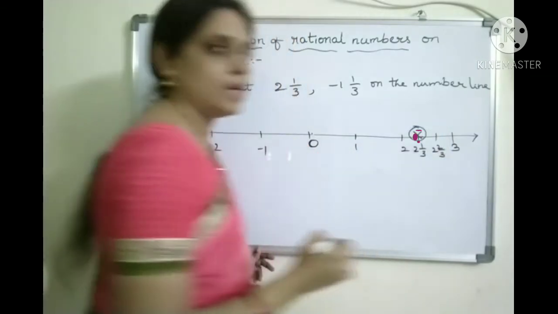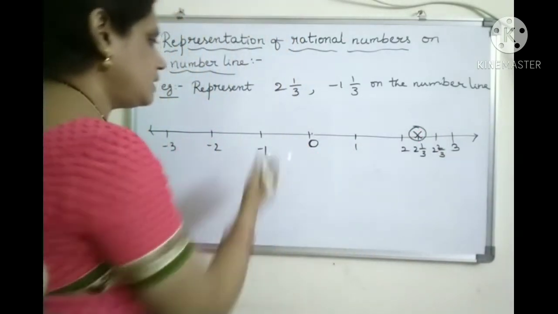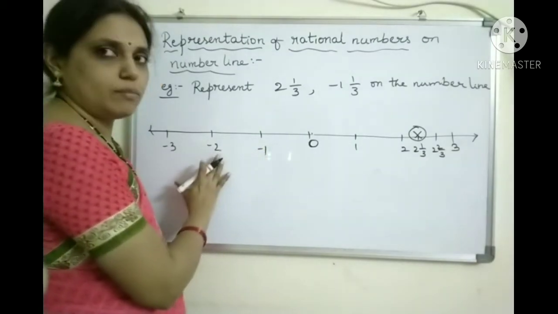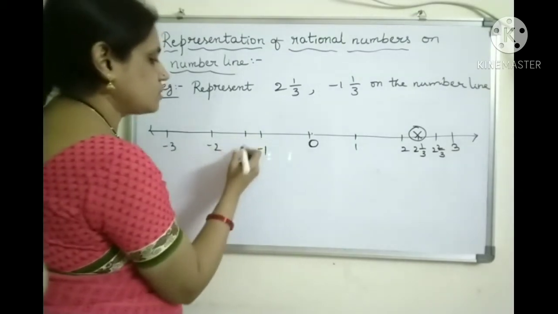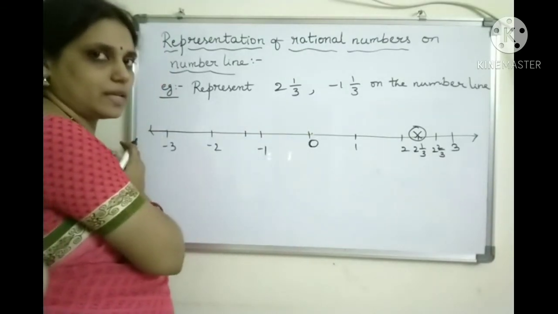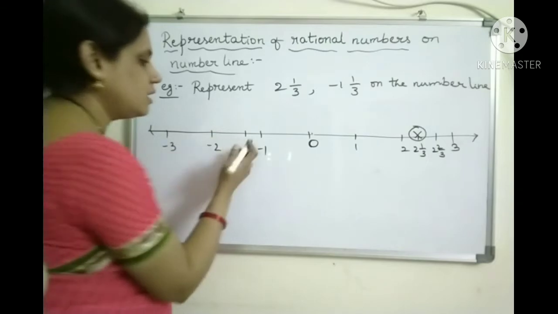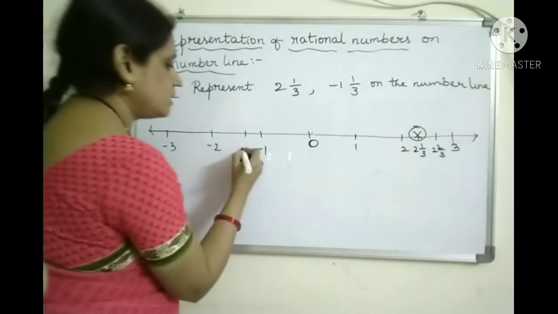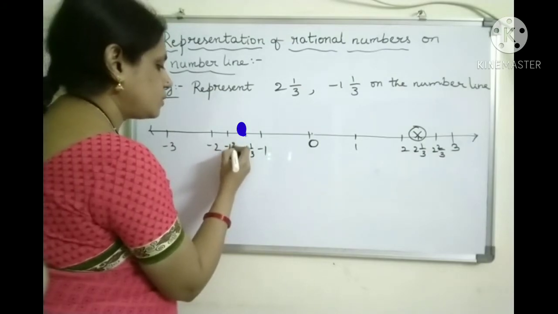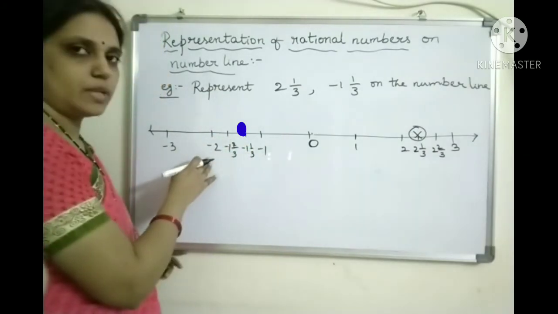2 1 by 3. Okay. Next, here minus 1 1 by 3 is in between minus 1 and minus 2. So this is after minus 1. We are moving in this direction, to the left side. So this is minus 1 1 by 3. This is minus 1 2 by 3. Next one is minus 2 only.